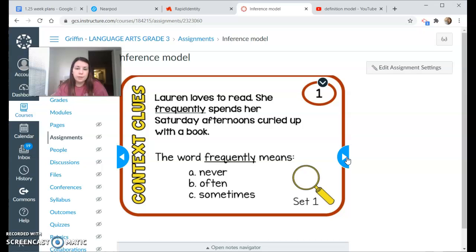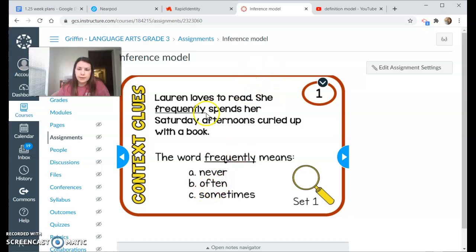Just thinking aloud, if Lauren loves to read, and my options here for the word frequently are never, often, or sometimes, and it says she frequently spends her Saturday afternoons curled up with a book, I think if she loves to read, then frequently would mean she's probably doing that a lot on a Saturday afternoon. But let's fill in the options. Does it make sense for me to say she never spends her Saturday afternoons curled up? So I replaced frequently with the option never. That doesn't make sense, not if she loves to read.